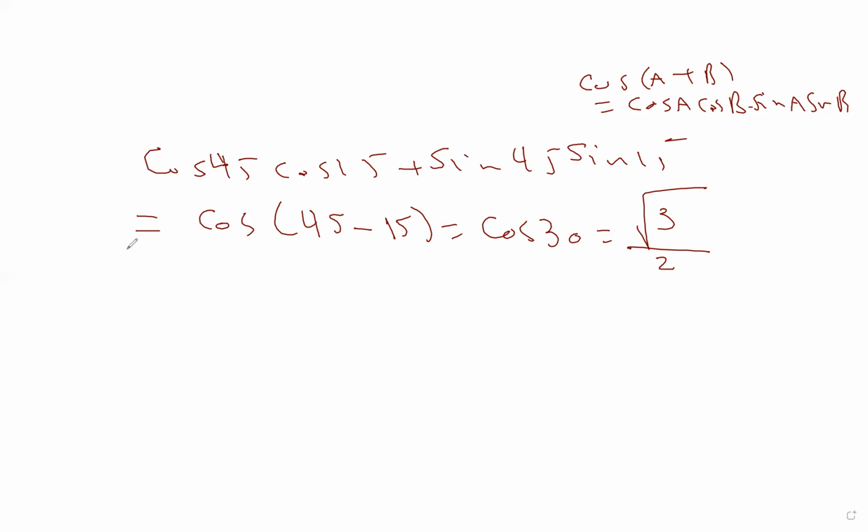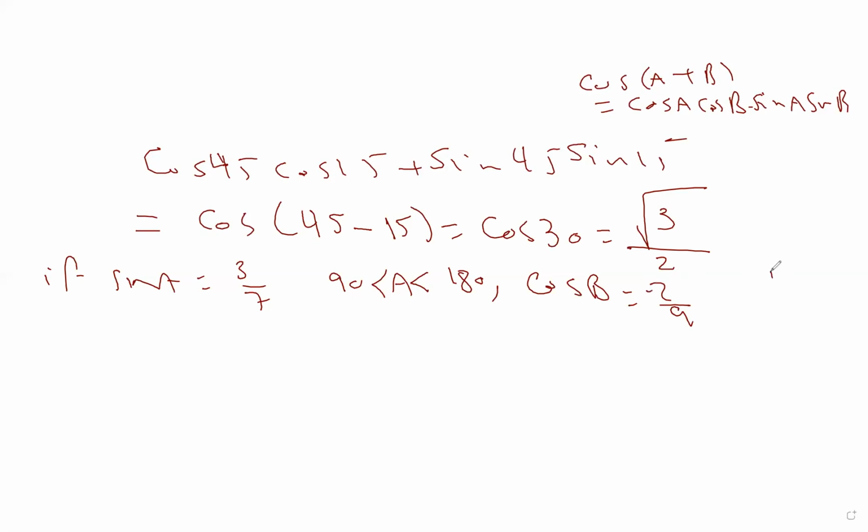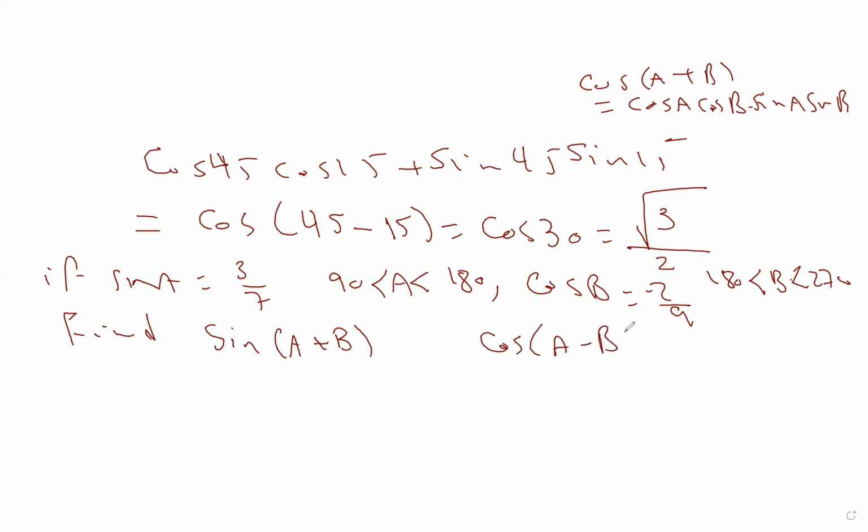And I'll give you another example. If sine A equals 3 over 7 and A is greater than 90 and less than 180, and cosine B equals negative 2 over 9, and B is greater than 180 and less than 270. Without using a calculator, find sine A plus B, cosine A minus B, tan 2A.